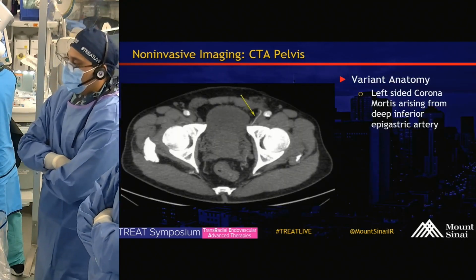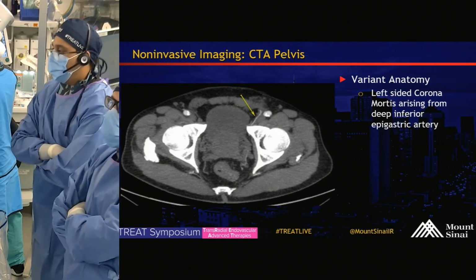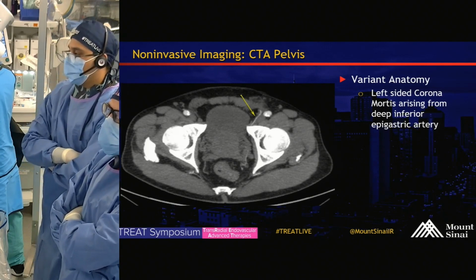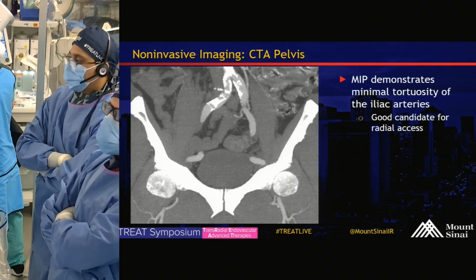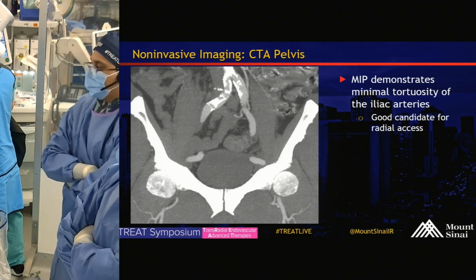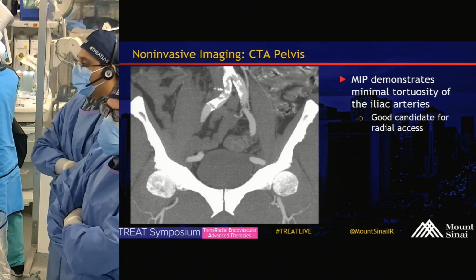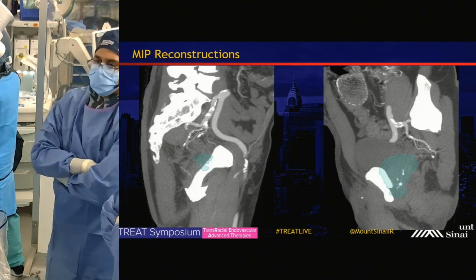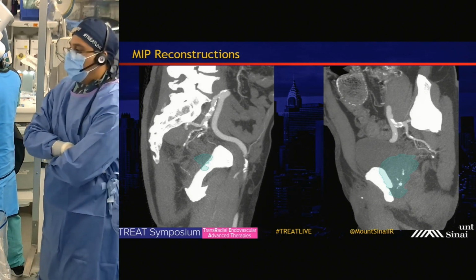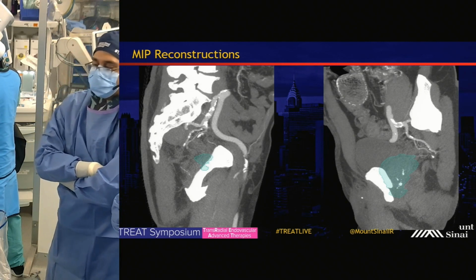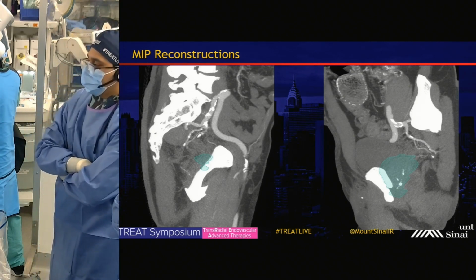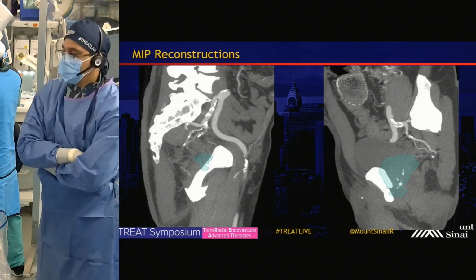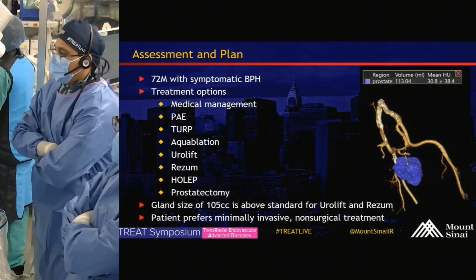We also noticed on the non-invasive imaging that he has variant anatomy. He has a left-sided corona mortis that's arising from the deep inferior epigastric artery, noted there by the arrow. The coronal MIPs demonstrate minimal tortuosity of the iliac arteries, which makes him a pretty good candidate for radial access. We also did a couple MIP reconstructions in like 30-degree LAO, RAO, to see the branching pattern of the internal iliacs. It's kind of tough to say for him exactly where the origin of prostate comes off of, but we think maybe on one side it might be a type 4. We'll see intraop.